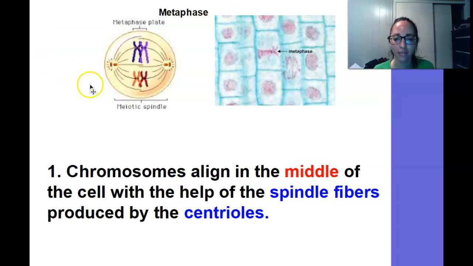Then our next step is metaphase. In metaphase, chromosomes align in the middle of the cell with the help of the spindle fibers. The spindle fibers are created by the centrioles over here. They are produced by the centrioles, and they attach to the chromosomes and help to align them in the middle of the cell. And this is an example in a plant cell where all those chromosomes are aligned in the middle of the cell.